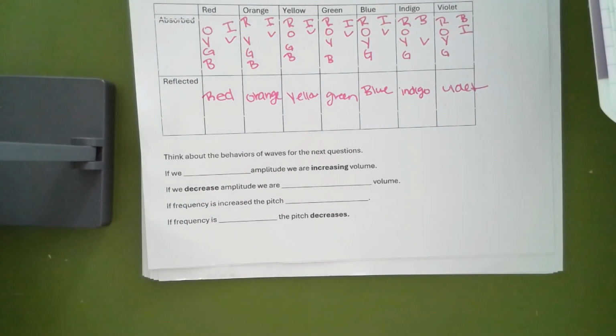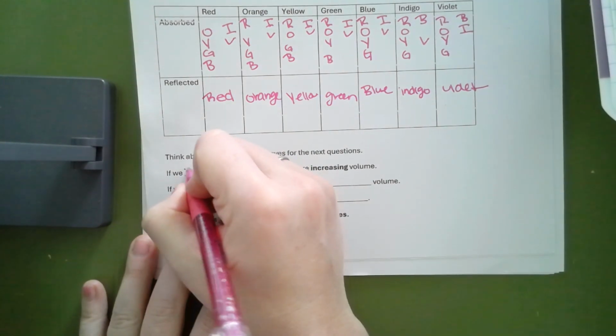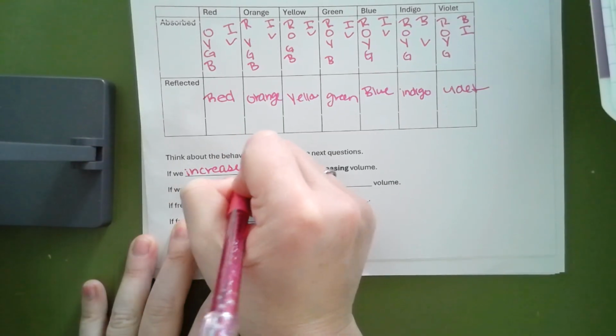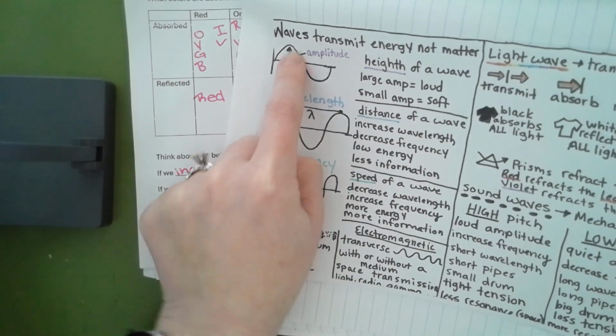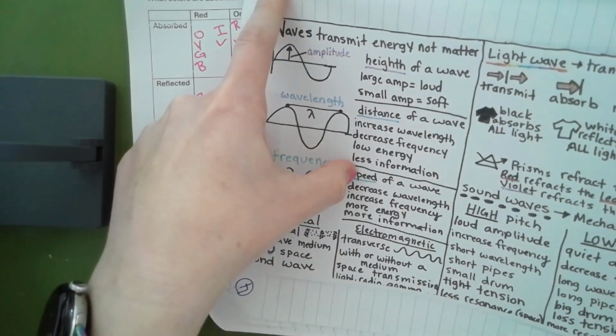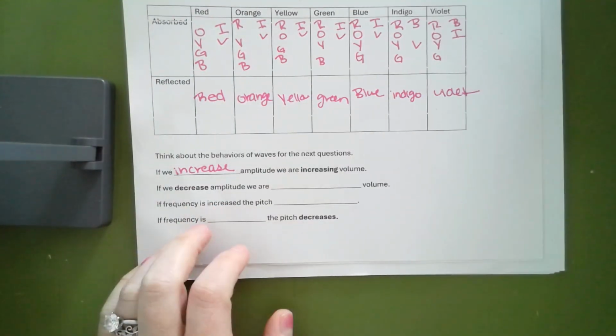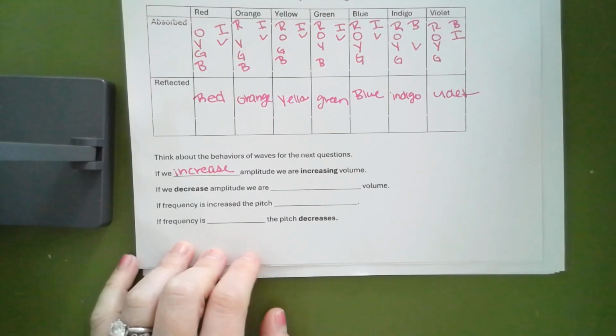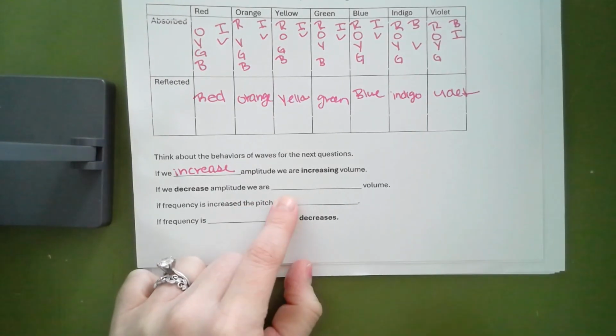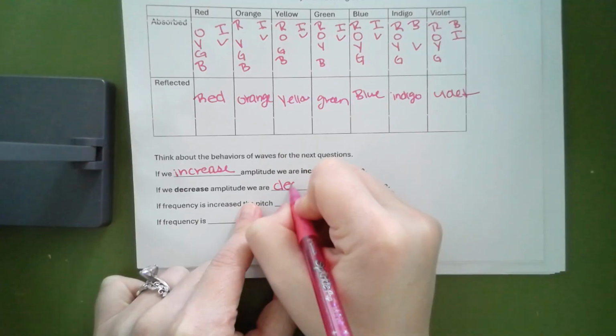If we blank the amplitude, we are increasing volume. If we increase amplitude, we increase volume. See the amplitude here? That's how tall the wave is. If we increase that, we increase the volume. If we decrease amplitude, we are what to the volume? Decreasing volume.